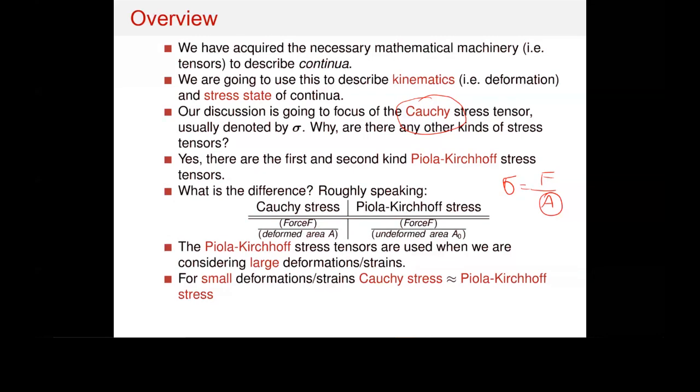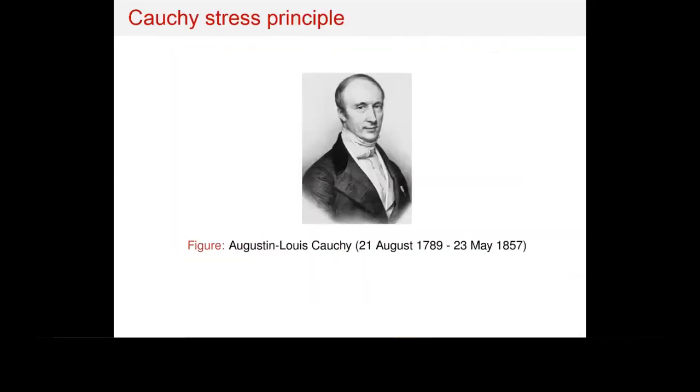So we divide by the deformed area, assuming that the deformations are very small. So the deformed and the undeformed area are pretty much similar. This is a case where both types of stress tensors are pretty much going to be equal to each other if the deformations are very small. I'm going to explain the mathematics behind this.